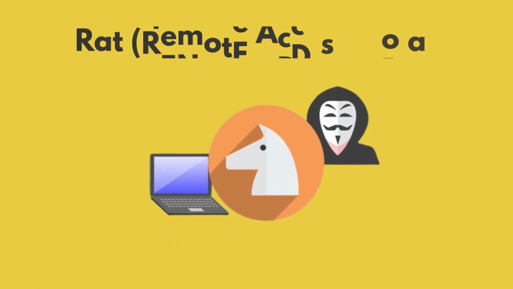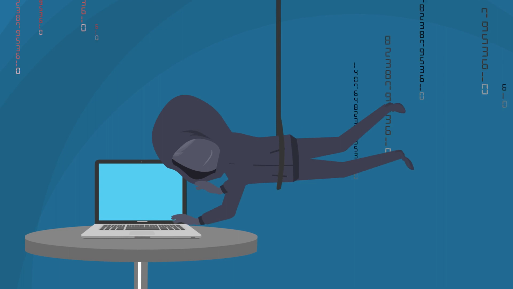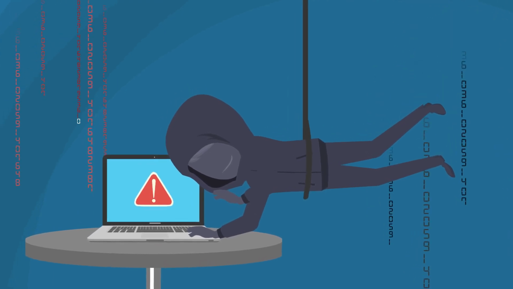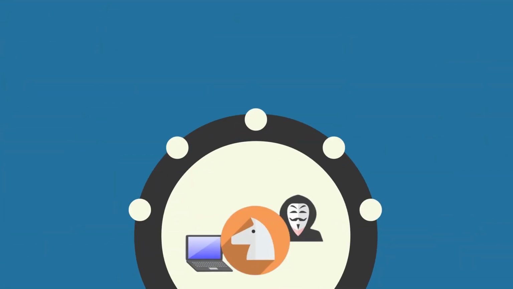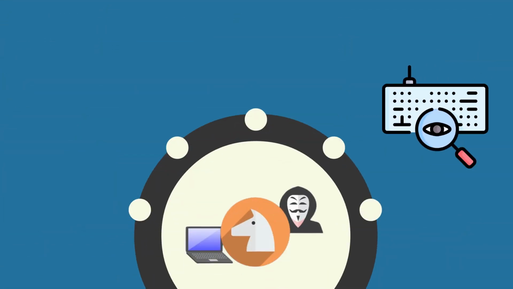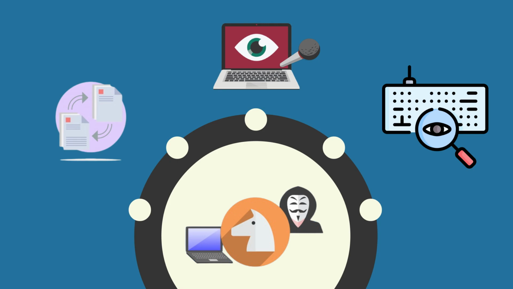A RAT, which stands for Remote Access Trojan, is a tool that allows an attacker to remotely control, monitor, and infiltrate a victim's computer. RATs are capable of keylogging, copying files, accessing cameras and microphones, and many more malicious actions that invade a user's privacy.